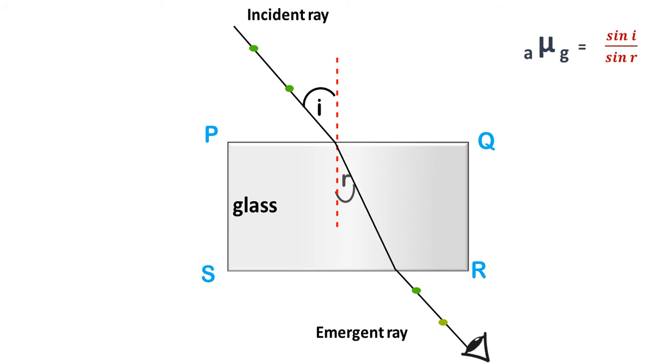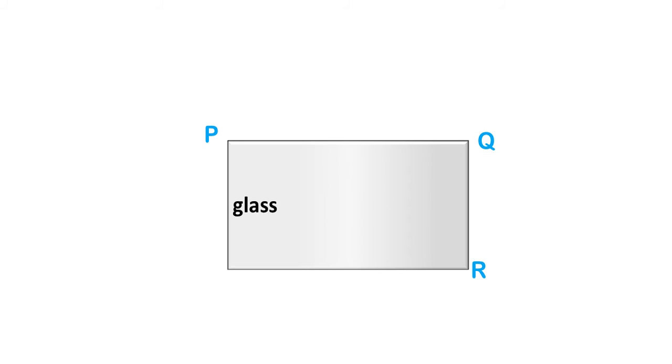And you know that the refractive index of glass is equal to sine I upon sine R. Or refractive index is sine I upon sine R. So sine I is 30 degree, sine R is, you will measure and you will get the value of refractive index.